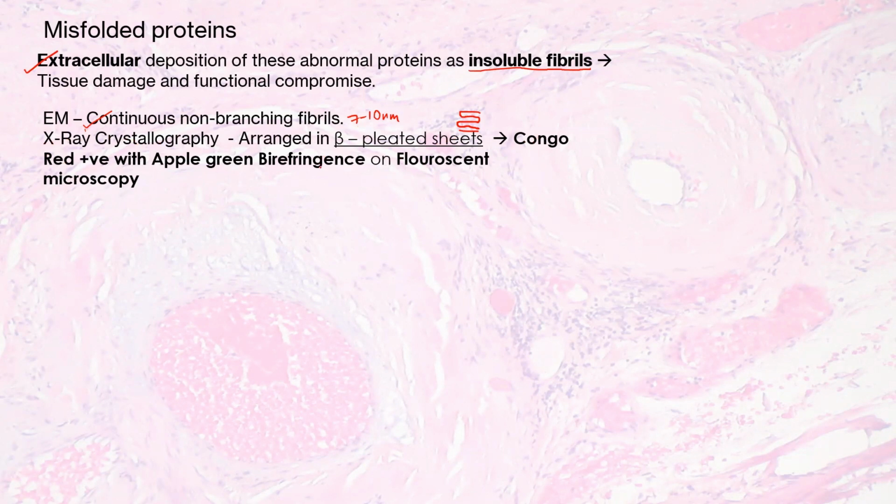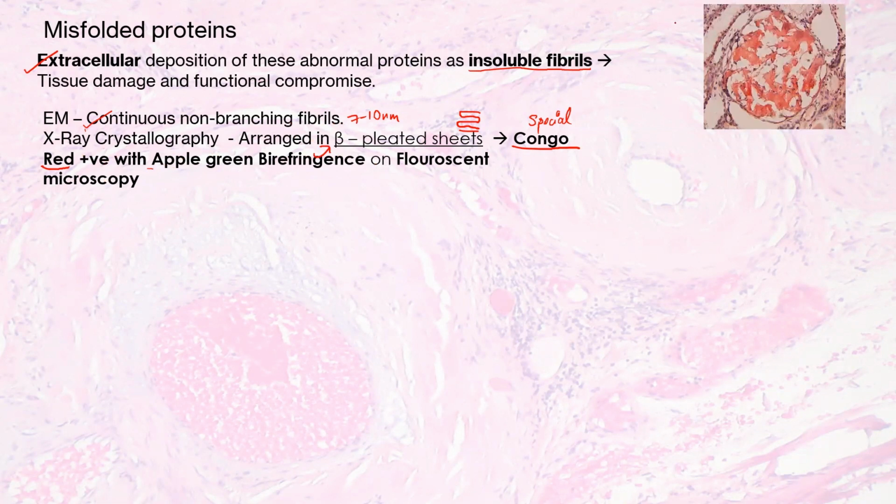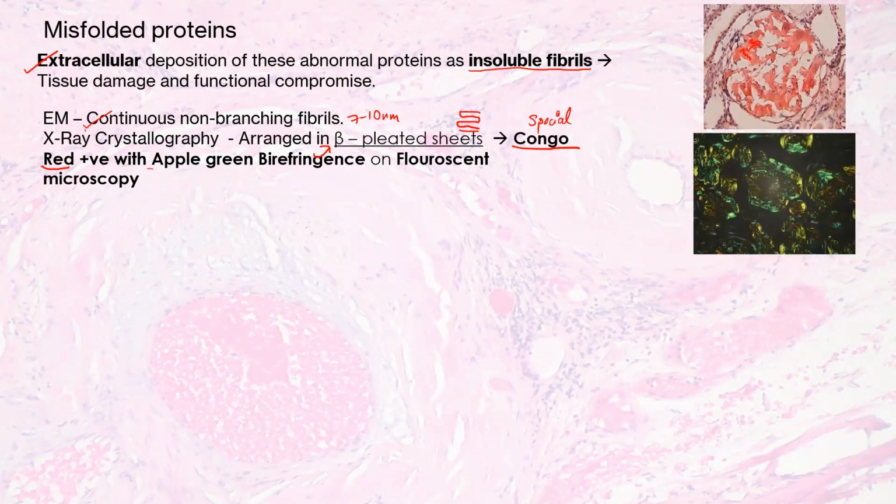This amyloid, whichever has been accumulated, can be visualized by a special stain known as Congo red, and it's Congo red positive. And now this Congo red stained slide, when seen under a fluorescent microscope, gives apple green birefringence. And this birefringence is due to beta pleated sheets. So here is an image of a glomerulus showing a deposition which is reddish, and this is Congo red positive. And the same thing when seen under fluorescent microscopy, you can see the birefringence.